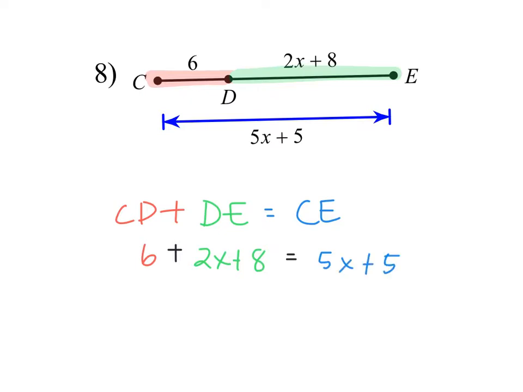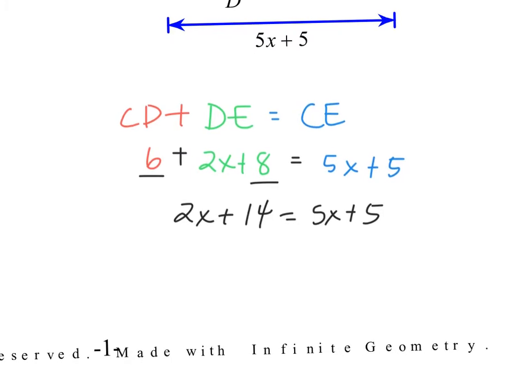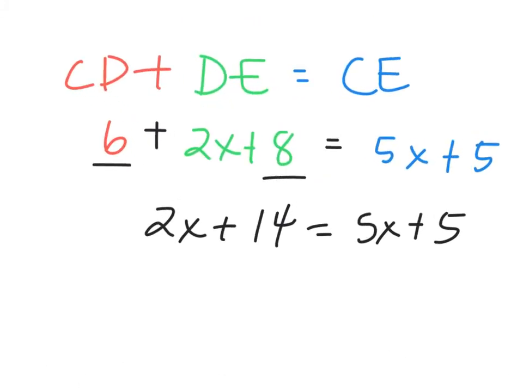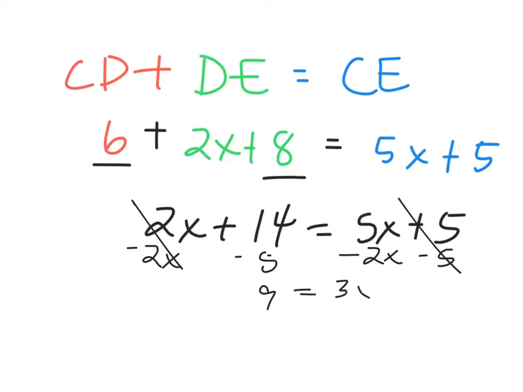And now it's just an algebraic equation, right? We can combine things on the same side. We have a positive 6 and a positive 8, so I get 2x plus 14. Now we have things on opposite sides, so we need to move some pieces over. To move to the opposite side, you need to do the opposite operation. So I want to get my x's together, so I would subtract 2x. I want to get my numbers together, so I'd subtract 5. Again, I'm subtracting because those are the opposites of addition. So I get 9 equals 3x.